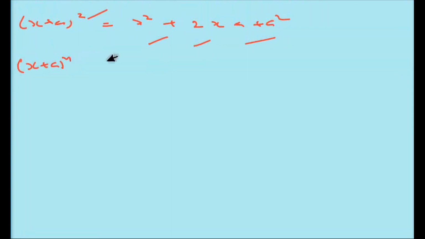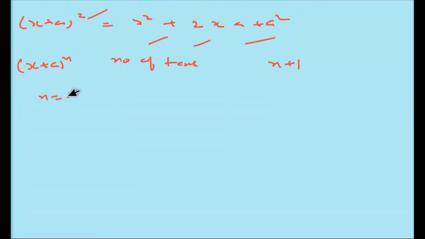Now you can see here (x plus a) to the power 2 is x square plus 2xa plus a square. If the power is 2, how many terms? 1, 2, 3 terms. If the power is 3, you can check there are 4 terms. So what is the formula I can say? For (x plus a) to the power n, the number of terms is n plus 1.